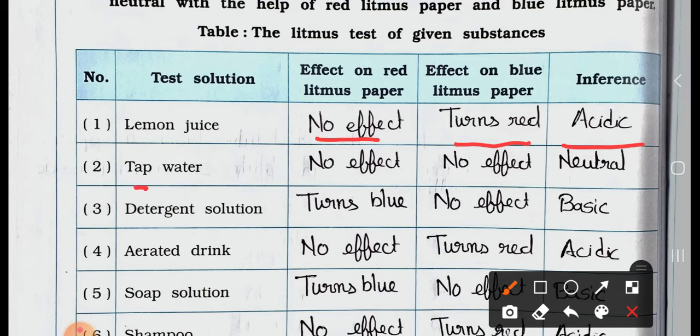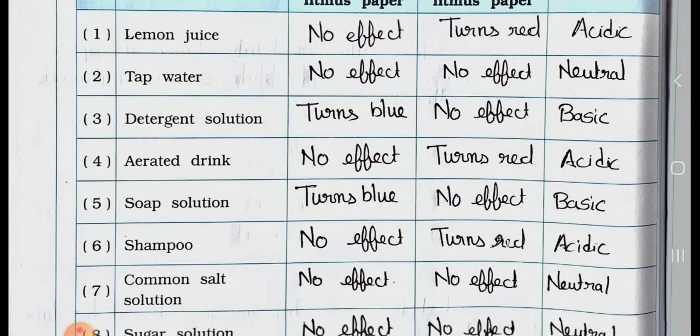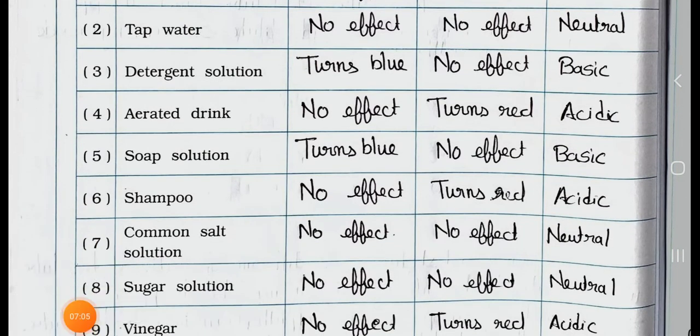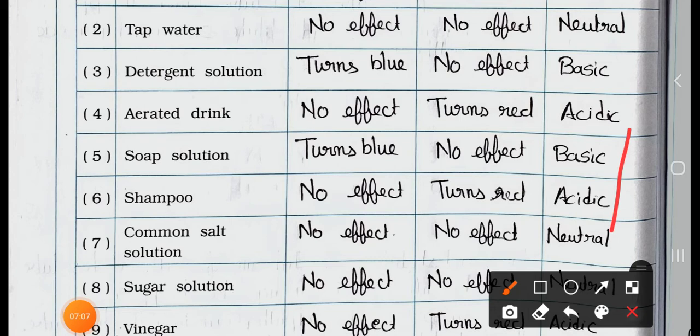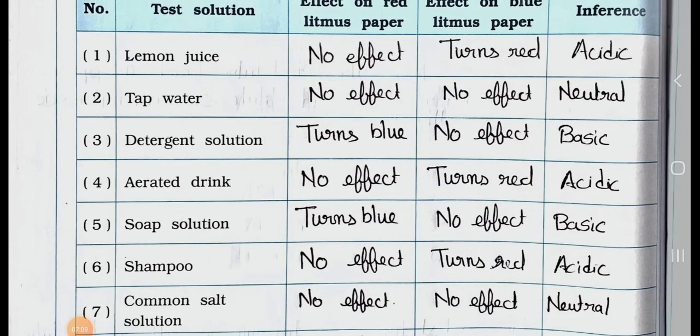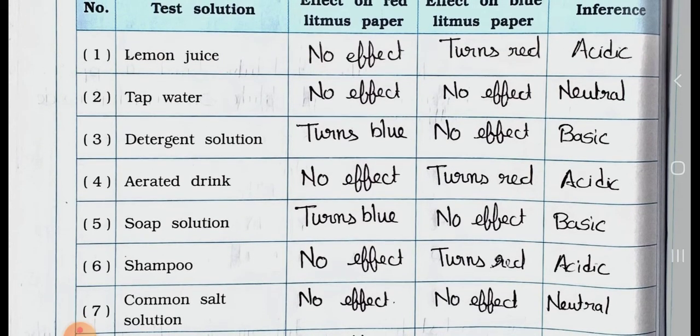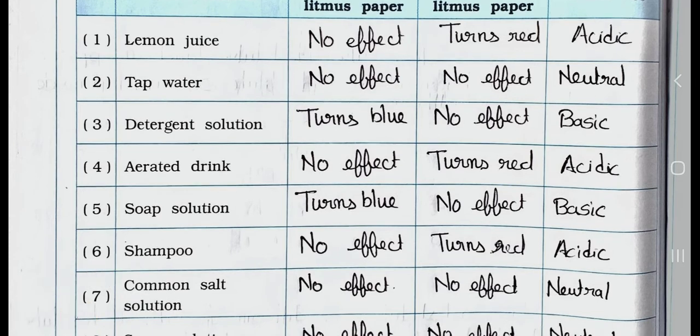Number 2, tap water: no effect on red litmus paper, no effect on blue litmus paper, so it's neutral. Number 3, detergent solution: red litmus paper turns blue and no effect on blue litmus paper, so it's basic. Now the aerated drink: no effect on red litmus paper and blue litmus paper turns red, so it's acidic.